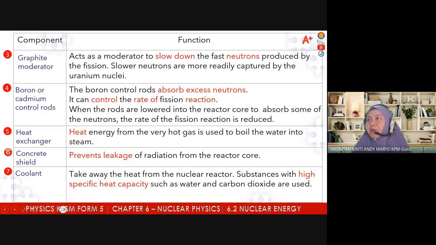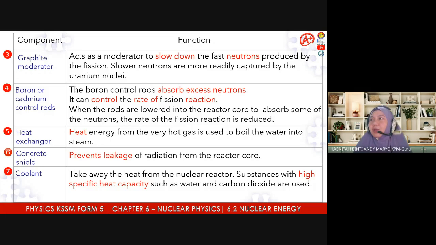And then we have a part they call the heat exchanger. This is where energy from the very hot coolant is used to boil the water into steam, to convert water into steam. Okay, then we have a concrete shield. The wall of the reactor is made from a thick concrete shield. Why? To prevent leakage of radiation from the core to the surrounding.